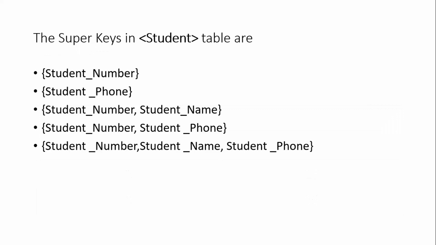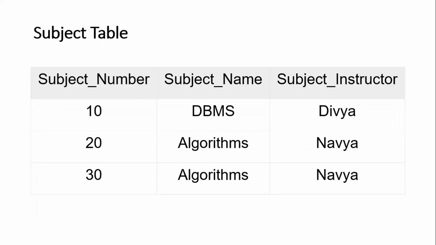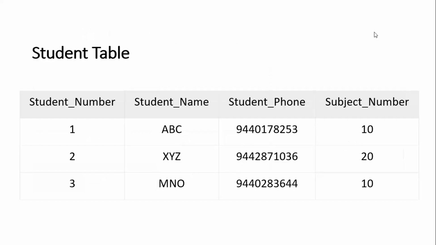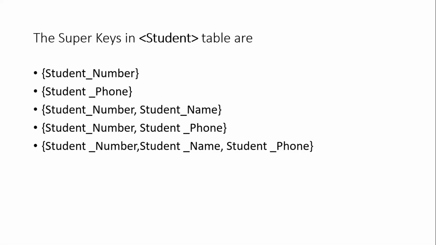Here I'm specifying how the super keys are taken from the student table. See, here you have the column names: student number, student name, student phone number, subject number. These are the attribute names in the student table. So what are the super keys for the student table? You can take only student number as a super key, only student phone number as a super key, student number and student name as a super key, student number and student phone number as a super key, student number, student name, student phone.